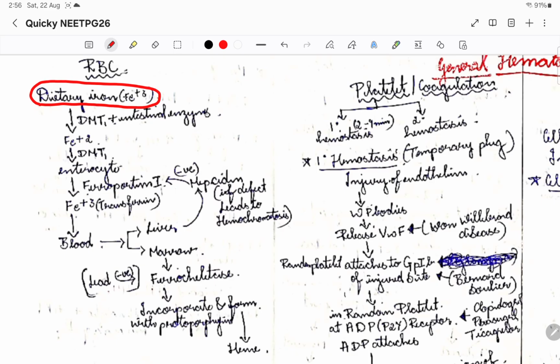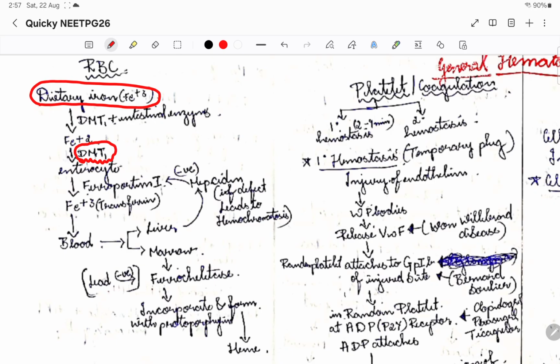So these micronutrients, one of the major micronutrients is minerals, right? Vitamins and minerals. In minerals, iron is one of the major micronutrients that we require. The dietary iron that we eat is in Fe3+ form. In the intestine there is something known as DMT1. The DMT1 channel is there.